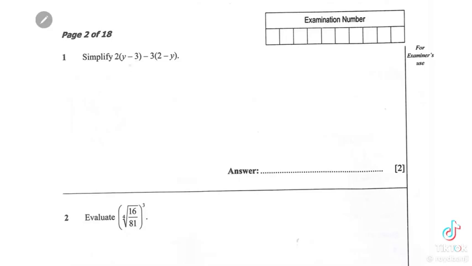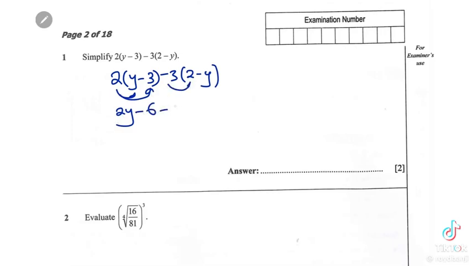Let me just copy the question. We are going to have y minus 3, then 2 minus y. So we expand. Multiply that, you are going to have 2y. Multiply that, you are going to have negative 6. Then that, again negative 6. That, you are going to have negative 3 or positive 3. Why? Because negative and negative is positive.